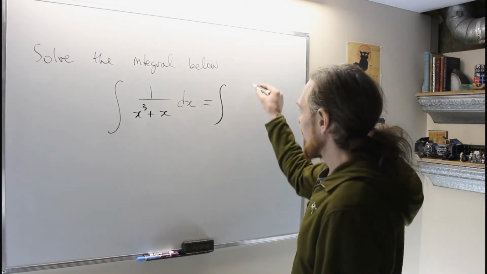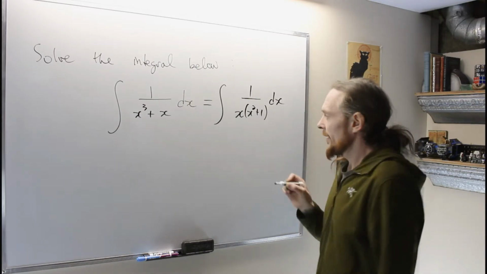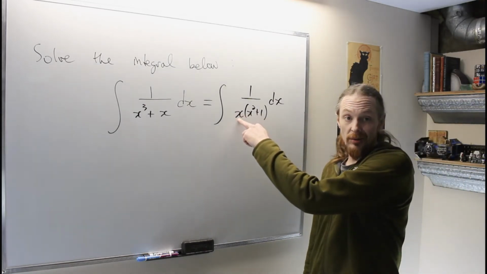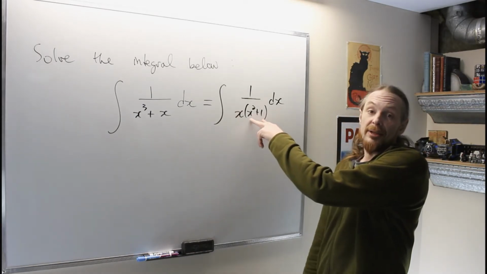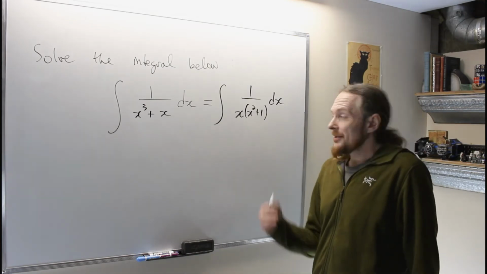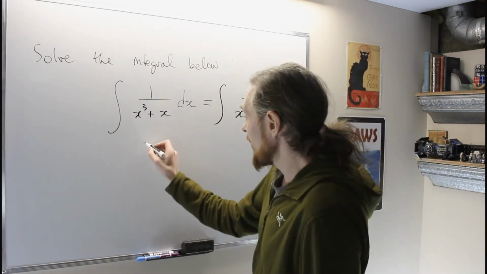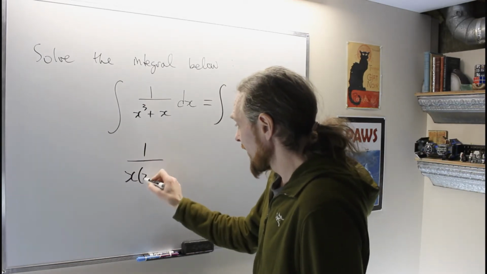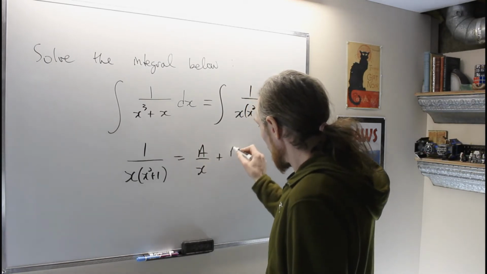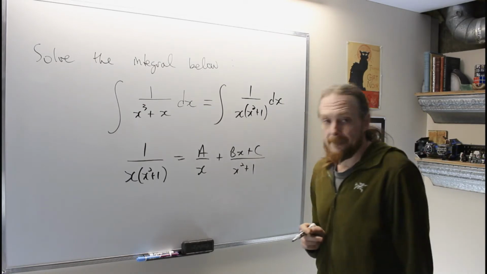Luckily it has x in both terms. So when I factor that out, I get exactly that. Now it's factored into a linear factor, x minus 0, and an irreducible quadratic, x squared plus 1. From there, what I want to do is make my guesses, my partial fraction guesses. So we're going to guess that 1 over x, x squared plus 1 is equal to a over x plus bx plus c over x squared plus 1.